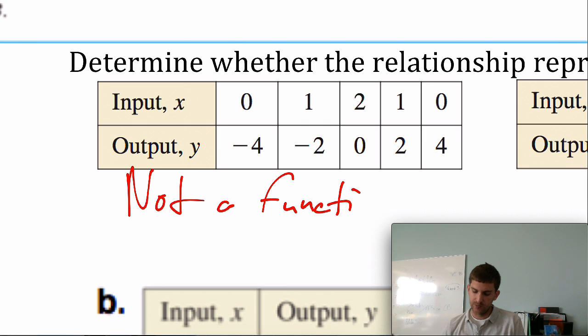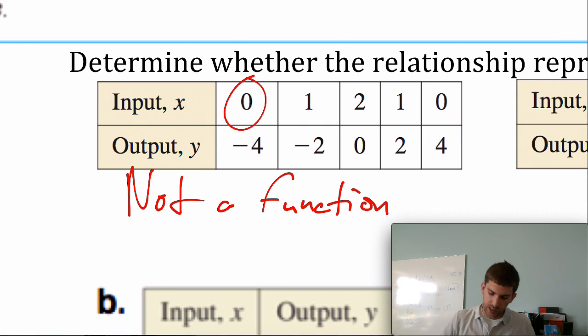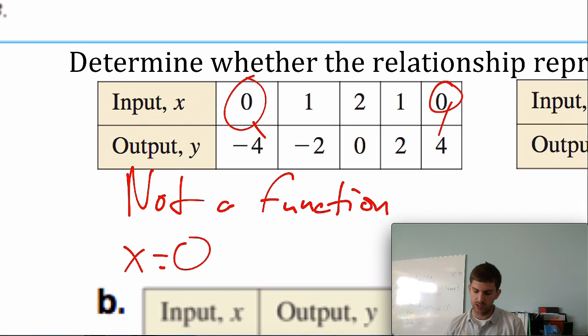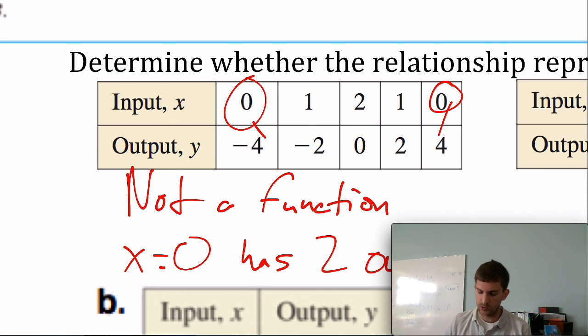Going back to the simpler definition that I was using, each input can only have exactly one output. Taking a look here, we've got repeat inputs, and they have different outputs. So you could say x equals 0 has 2 outputs. You could also say something pretty similar for x equals 1. You'll notice at x equals 1 and this x equals 1, you've got 2 different outputs.